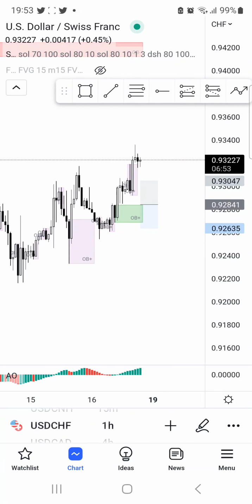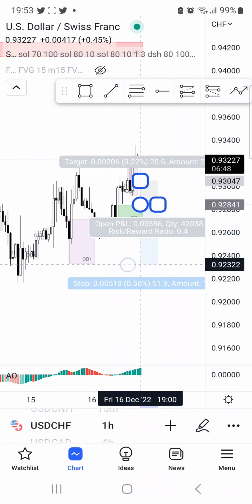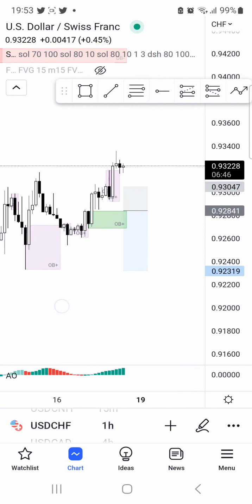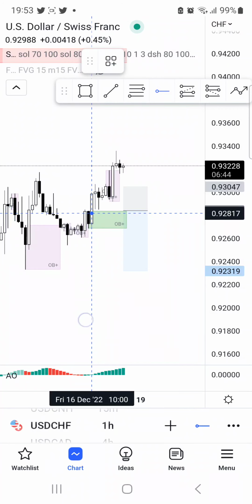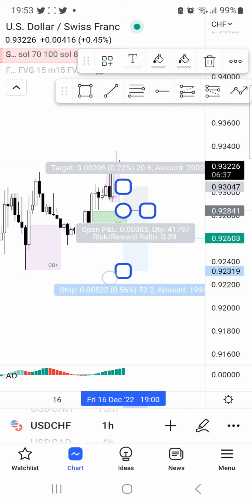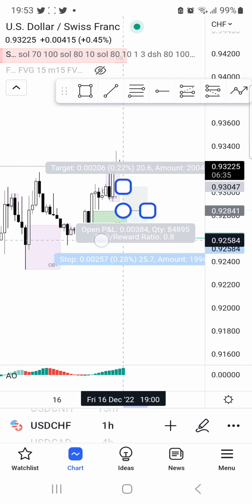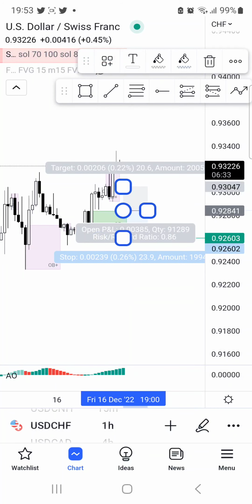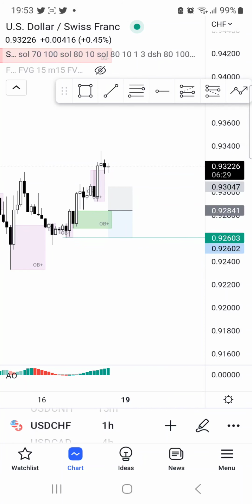Okay, and let's say my stop loss will be below this place, right there. Let's say that's where my stop loss is going to be, because you have to first determine your stop loss. Now we've set everything. First you have to know where your stop loss will be.